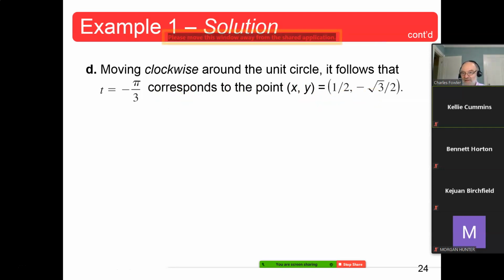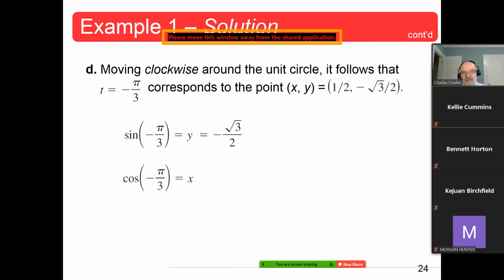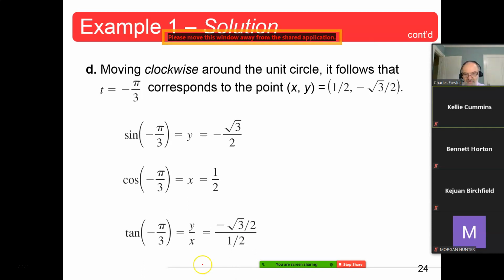Once you have those, you can write down the sine. The sine of that would be your y value, which is negative root 3 over 2. Your cosine is your x value, which is 1/2. Your tangent is a ratio of those, which is minus root 3, because these denominators here multiply away, and that gives you minus root 3.